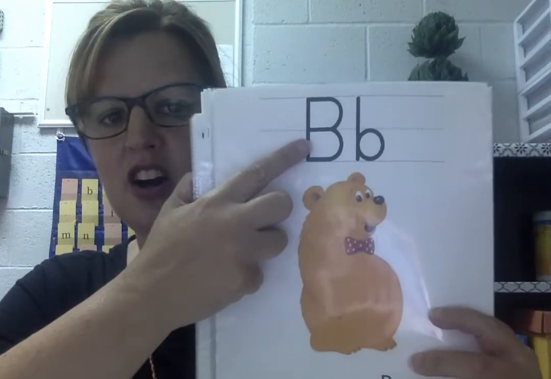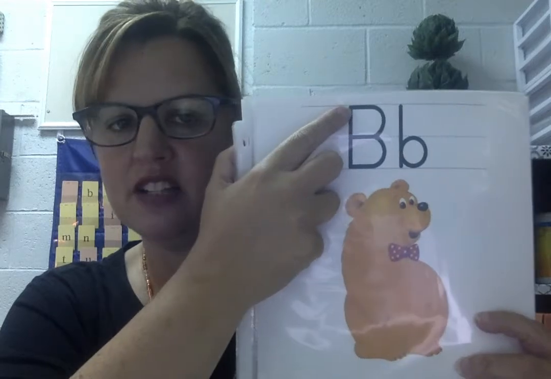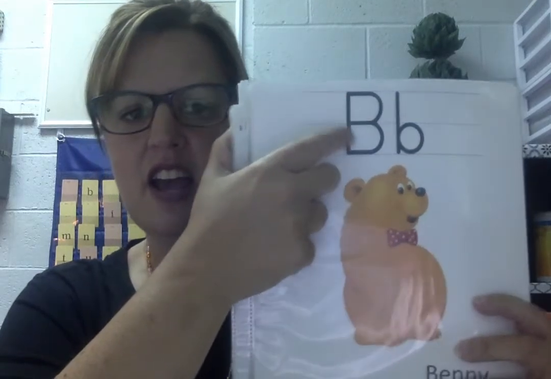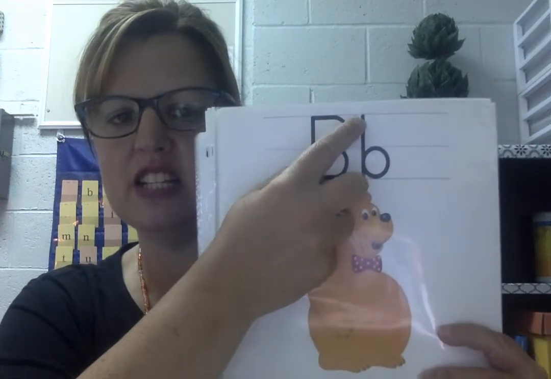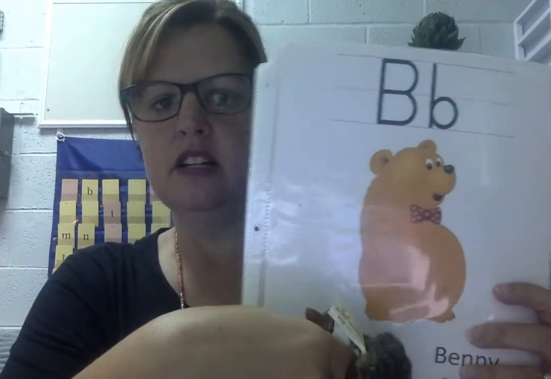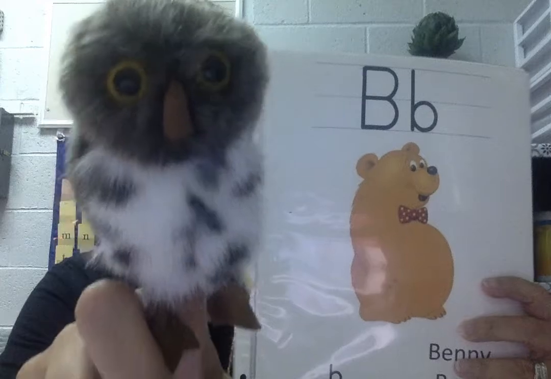So we have our uppercase B, remember? All uppercase letters are skyline letters, so they reach all the way up to the skyline and land on the grass line. Lowercase b starts all the way at the skyline, comes all the way down to the grass line, and Benny Bear's belly is sticking out. B bear b, B bear b.